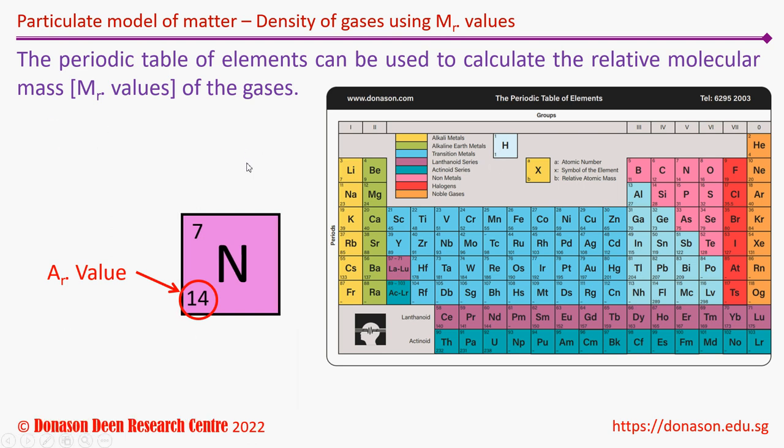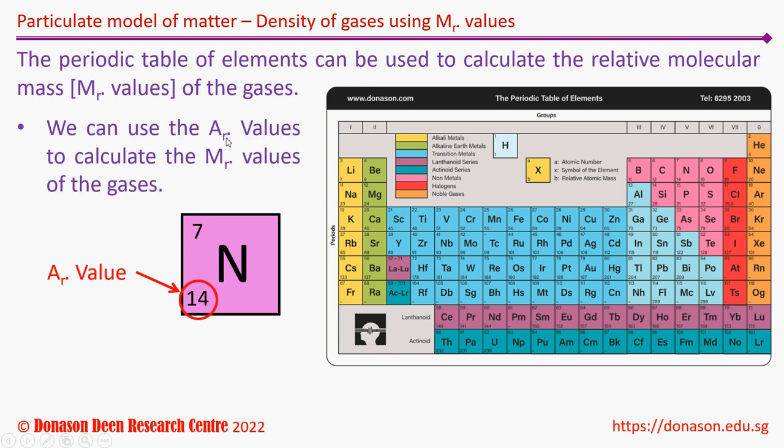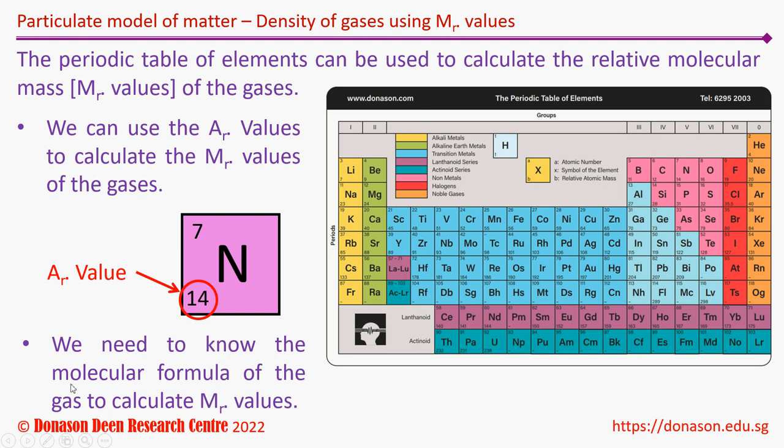So what are we going to do with this value? We can use these AR values to calculate the MR values of the gases, the relative molecular mass of the gas, by using the relative atomic mass of that particular element. So we need to know the molecular formula of the gas in order to determine the relative molecular mass. In a while, I'm going to show you a few examples of how we can determine the MR values. Of course, the MR value will give us an indication of the relative density of the gases when we compare 2 or more gases.